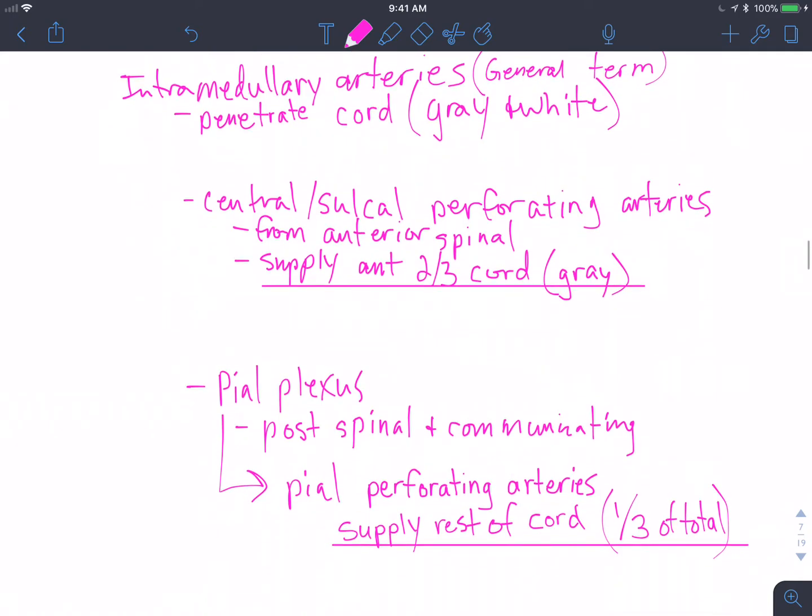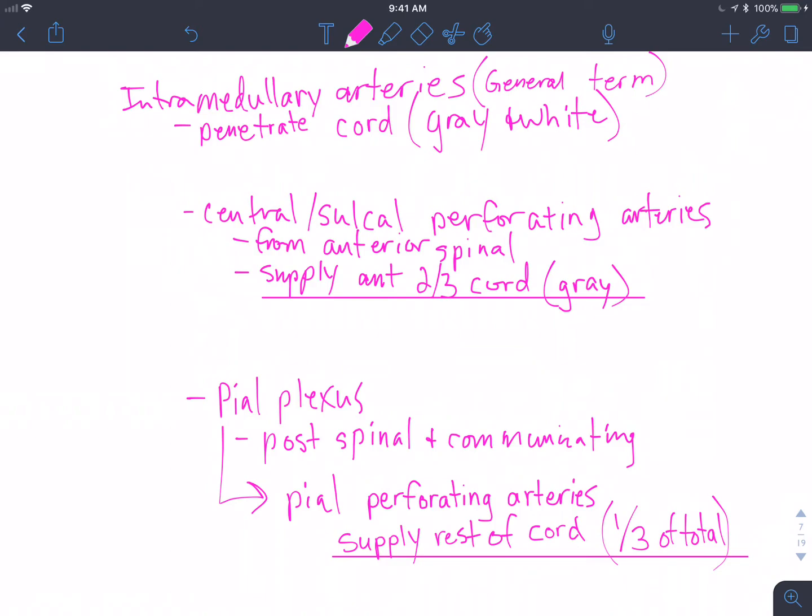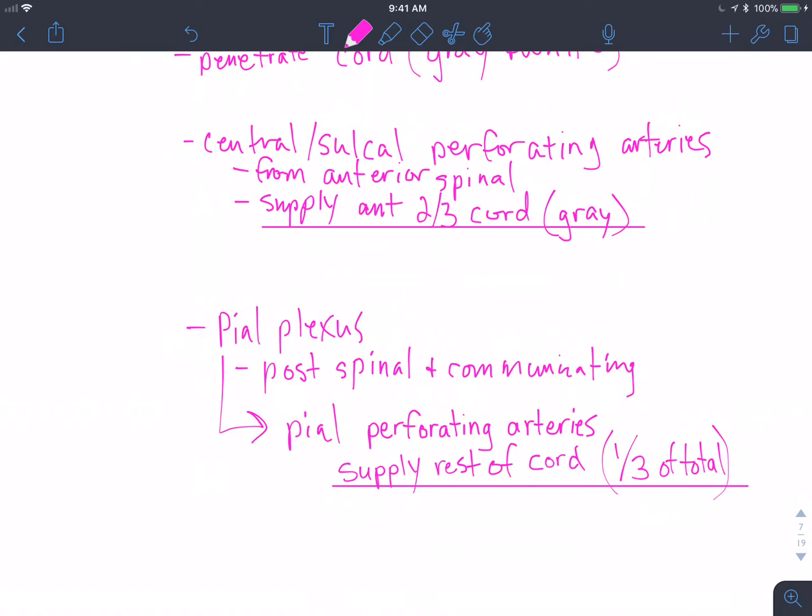Okay, so then we have some intramedullary arteries. Again, this is just kind of a general term, but our main ones here are going to be the central sulcal perforating arteries, right? The one that goes right down the middle, branching off from the anterior spinal. And this supplies 2/3 of the cord. Big concept there. Now with the posterior plexus, we have the posterior spinal arteries and the communicating, creating a plexus network, right? So we have the posterior perforating arteries, and if the central sulcal is supplying 2/3 of the cord, the posterior perforating is probably doing the rest, so 1/3. But the 2/3 is a biggie.